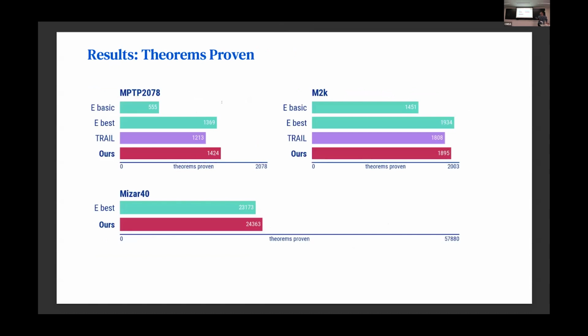I just want to highlight, there are 3 datasets which are popular in this community. There was MPTP 2078, a set of 2000 theorems which are slightly on the harder side for machine learning provers. E's best setting gets around 70% on that. Then there is M2K, the simpler version, where these provers prove almost everything. Both datasets are chosen from Mizar 40K, which has 40,000 theorems. There was a huge effort of converting mathematical knowledge into the Mizar data. We were able to outperform E's best setting with these methods, and E is pretty close to Vampire. We're not able to run Vampire internally, but this is where we ended up.